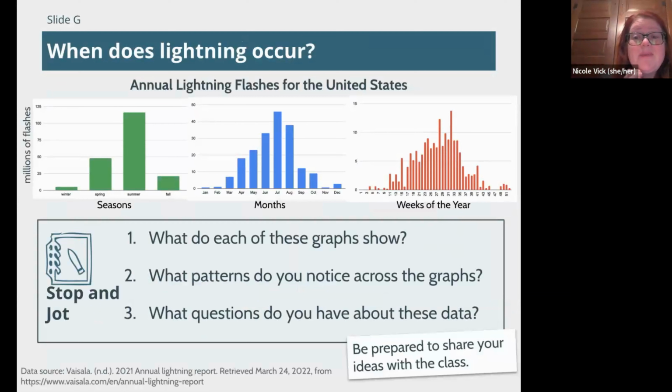So we're going to get into some data analysis here in Student Hat and let you experience this. If you have a sheet of paper available, stop and jot and record your responses looking at these 3 different graphs. We have the graph with the green, the red, and the blue. I'll give you some time here. What does each of the graphs show? What are the patterns that you're noticing across the graphs? And what are some questions that you might have? At the moment, just go ahead and record those on a sheet of paper.